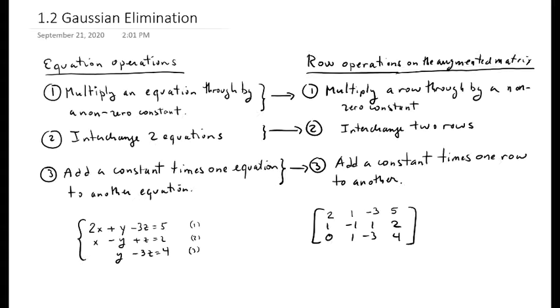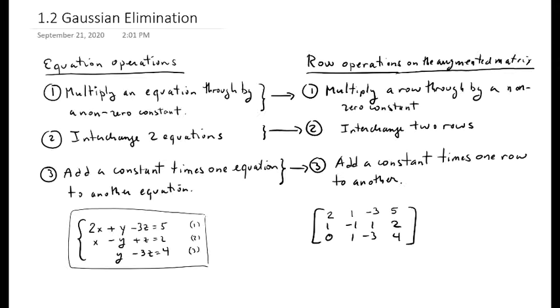Operation number one is to multiply an equation through by a non-zero constant. Now, what do we mean by this? In order to explain all these row operations, I have included a little example here. Here's the linear system that you see at the bottom right there, and I have numbered the equations 1, 2, and 3.